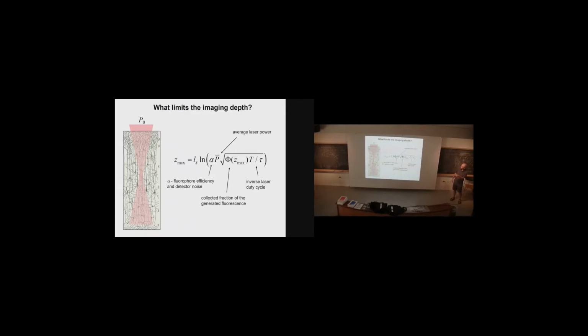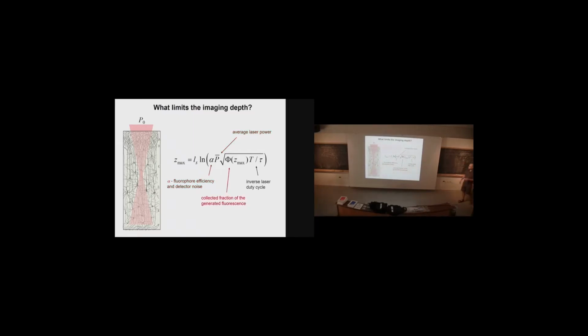LS times the log of all these parameters. Let's look at these parameters one by one. Well, you have the fluorescent molecule efficiency. The brighter the molecule, the deeper you can go. The lower the detector noise, the deeper you can go. The more power you stick inside your sample, the deeper you can go. But again, they're all inside this log.